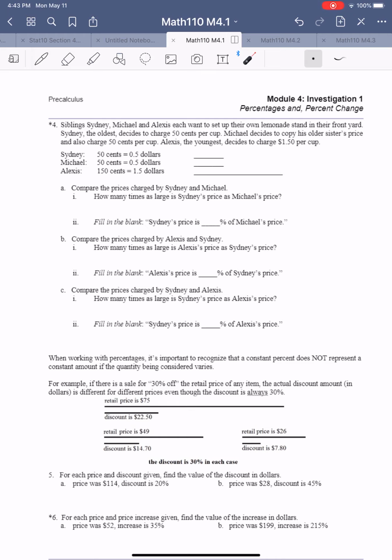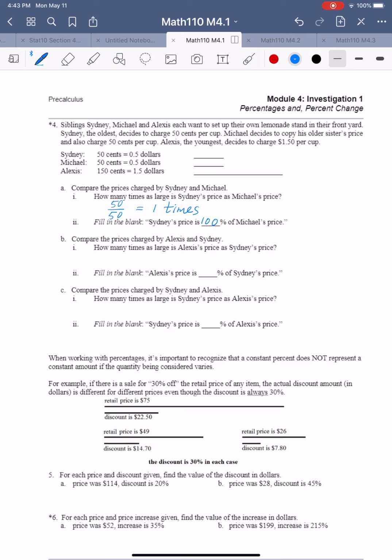So part A, compare the prices charged by Sydney and Michael. How many times as large is Sydney's price as Michael's price? It's 50 cents for Sydney over 50 cents for Michael, so it's going to be 1 times. And then fill in the blanks: Sydney's price is 100% of Michael's price.